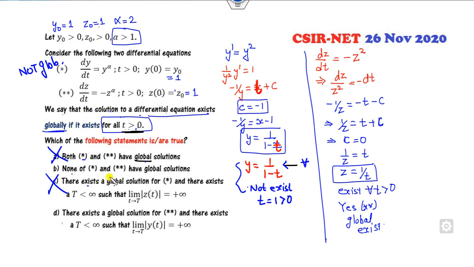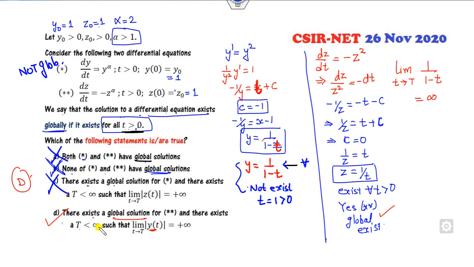Fine. He said none of them has a global solution. This option is also cancelled. So only the left option, D, is the right answer. But how can we see? There exists a global solution of the double star. Yes. And there exists a capital T which is a finite solution of y. This is my y. The limit as small t approaches capital T of y is infinity. This we want to prove.